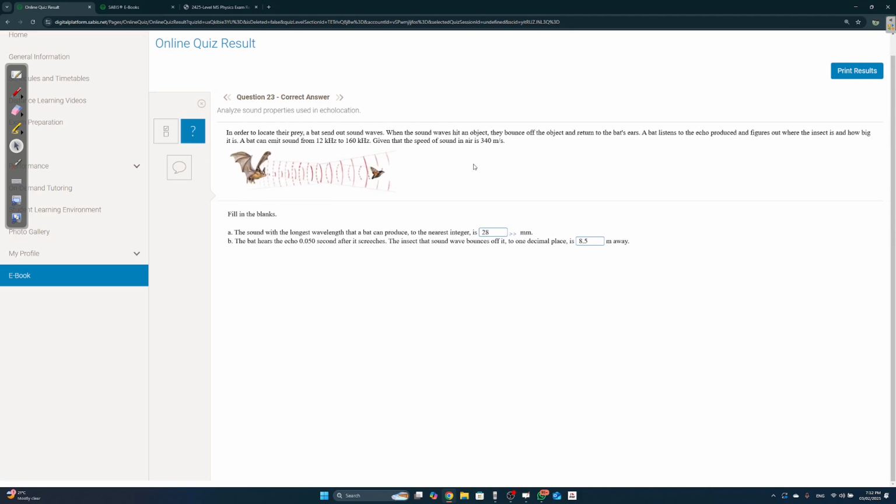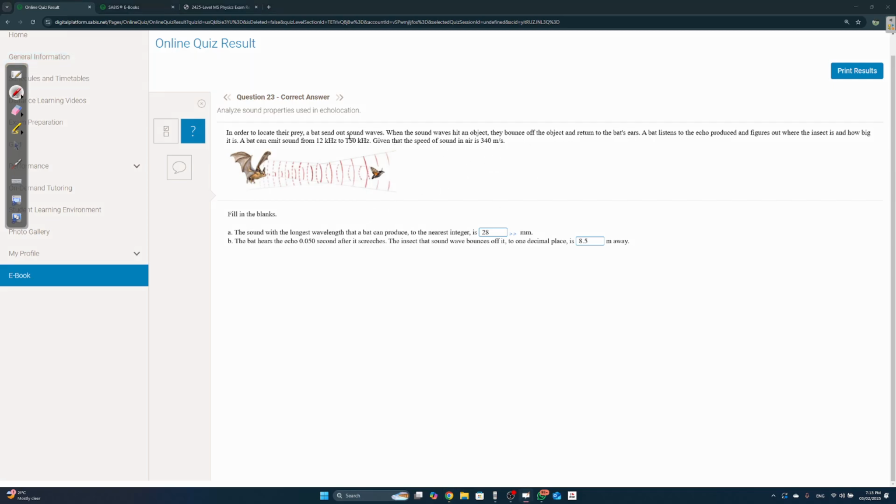Question 23. In order to locate their prey, a bat sends out sound waves. When the sound waves hit an object, they bounce off the object and return to the bat's ears. A bat listens to the echo produced and figures out where the insect is and how big it is. A bat can emit sound from 12 kilohertz to 160 kilohertz, given that the speed of sound in air is 340 meters per second. The sound with the longest wavelength is what?